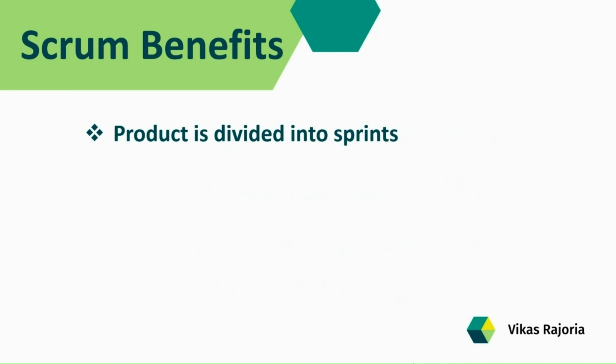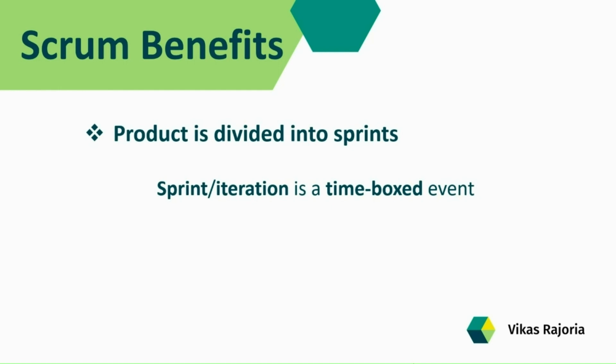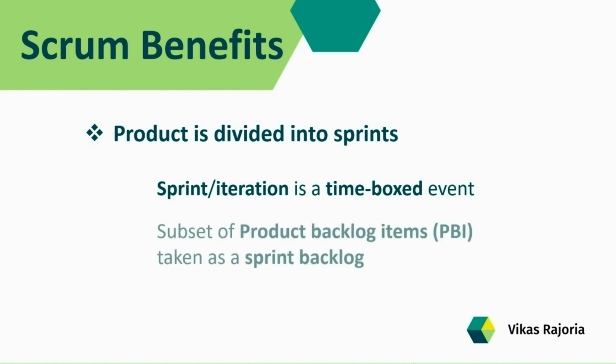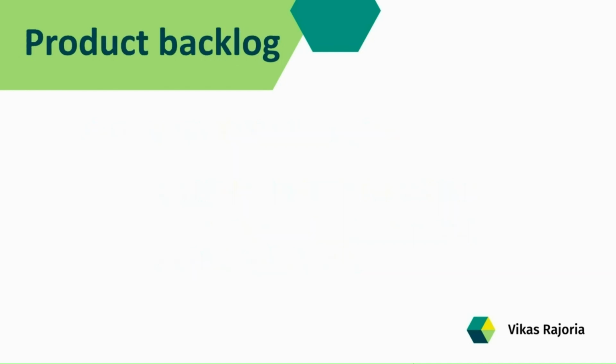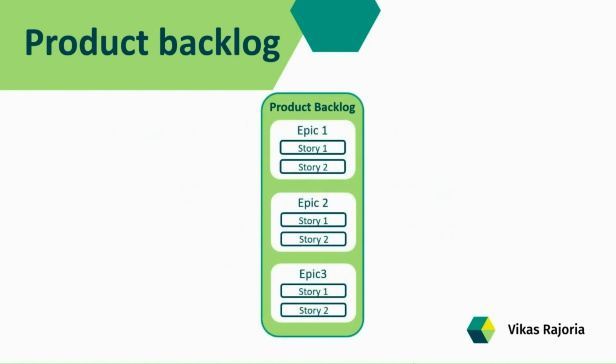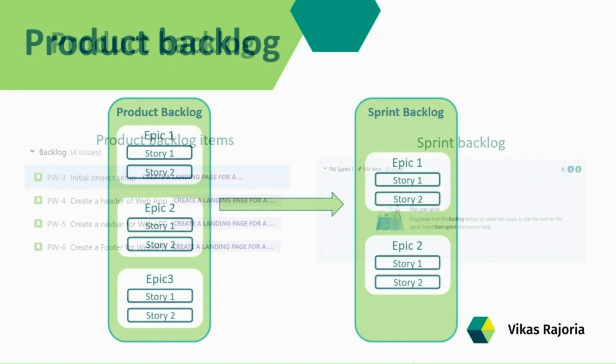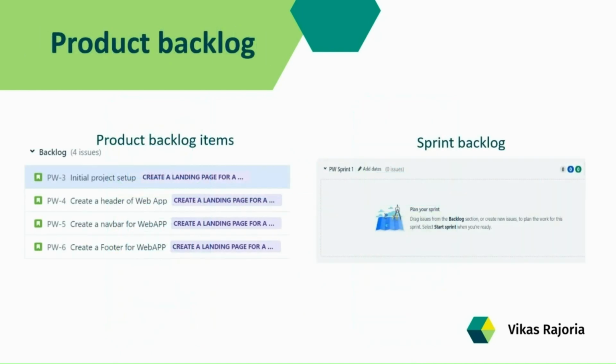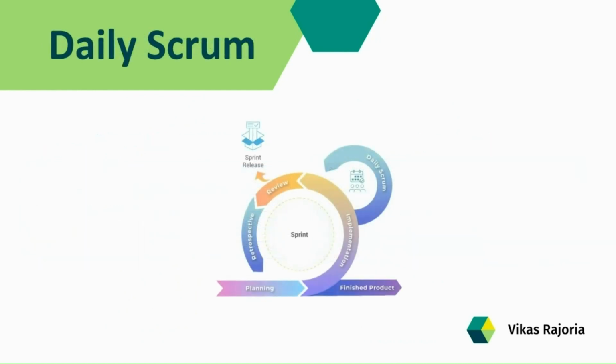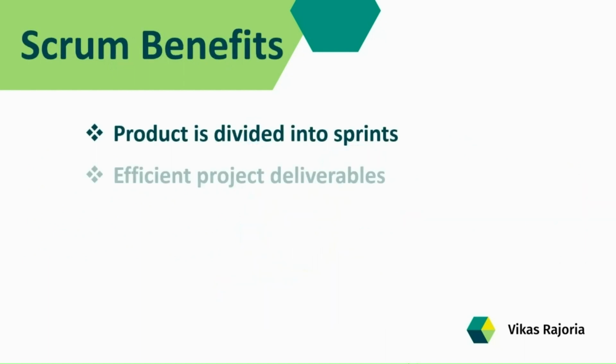The product is divided into several sprints. Here, the sprint is nothing but an iteration. It is a time boxed event that is a subset of product backlogs. Those are taken as a sprint backlog. Basically, the product backlog has multiple sets of epics, user stories, and tasks. Out of these, certain epics and user stories are taken into the sprint backlog. And those epics and user stories are delivered as a part of the sprint and reviewed on a daily basis as a part of the daily Scrum meeting so that the team can provide deliverables quicker and in an efficient manner.